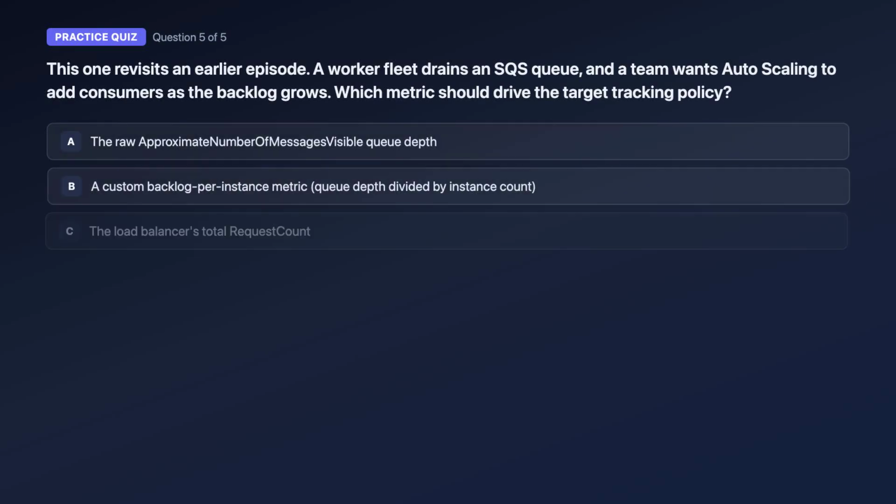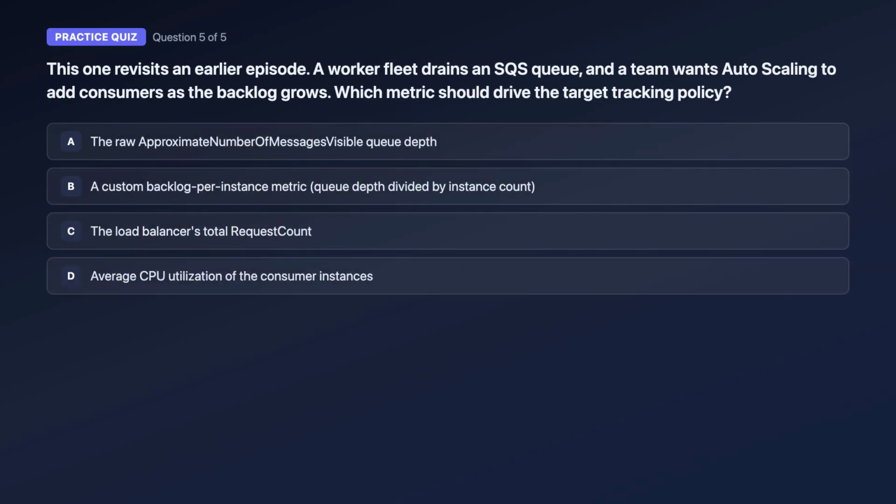Question 5, and this one revisits an earlier episode on decoupling. A worker fleet drains an SQS queue, and a team wants auto-scaling to add consumers as the backlog grows. Which metric should drive the target tracking policy?